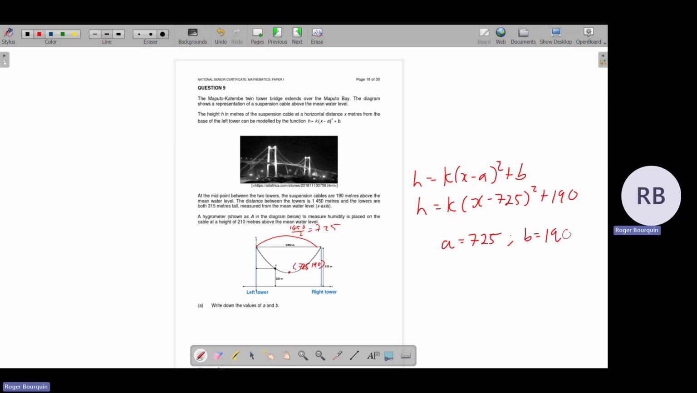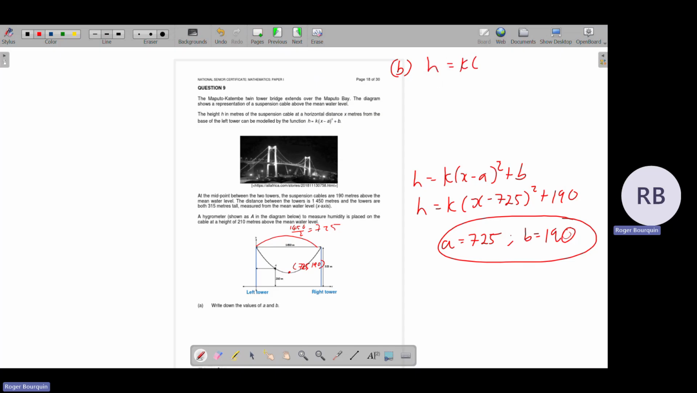Are we all happy with that? Okay. All good? Yes. Okay. So we're okay with that? Right, now the next part of the question, so we've got this over here. For b, we know the start of the equation.